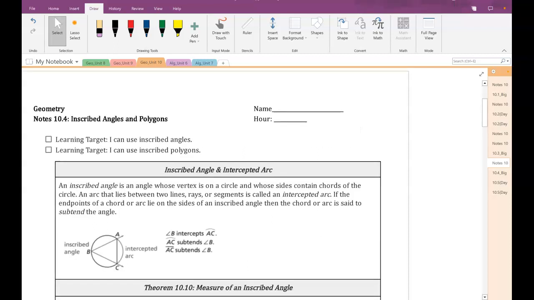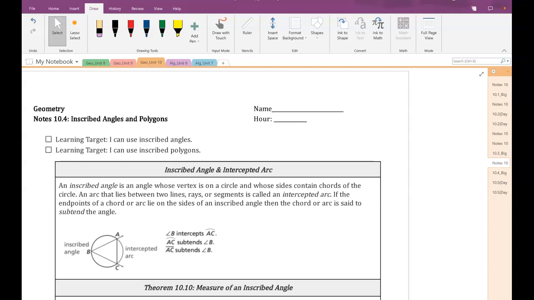So section 10.4 is on inscribed angles and polygons. If you look at the word inscribed, it has a prefix in the actual word. So "in" meaning you're inside something. Inscribed, meaning if you scribe something, or a scribe writes. So this is literally you're writing inside, or written inside angles. Then we'll talk about intercepted arcs as well.